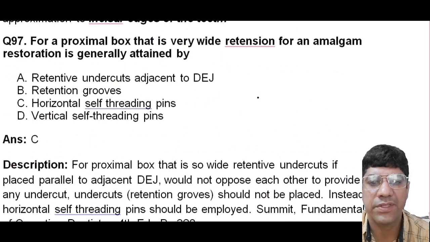For a proximal box that is very wide, retention for an amalgam restoration is obtained by horizontal self-threading pins.